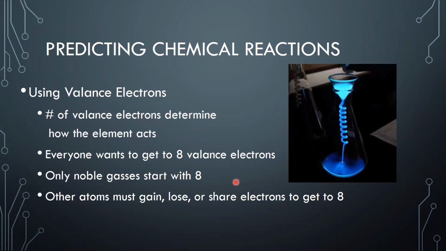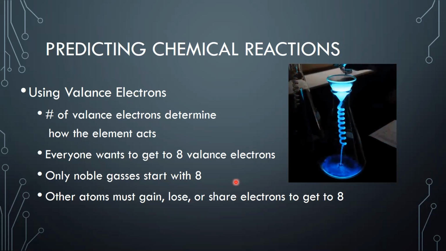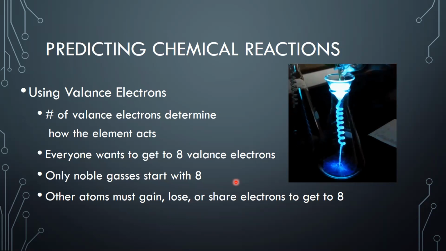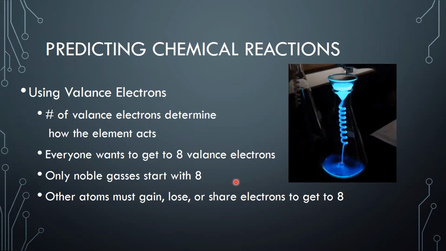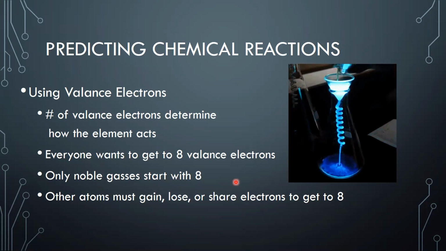So if you don't start with 8, like I said, you've got to figure out how to get it. So you're going to gain electrons if you're close to 8, you're going to lose them if you're far from 8, or if you're kind of stuck in the middle, you might end up sharing. We're going to see all 3 of those things take place. But everyone wants to get to 8.